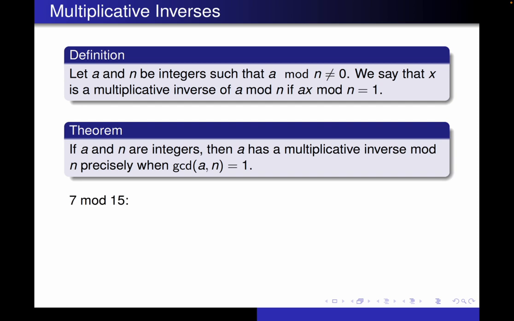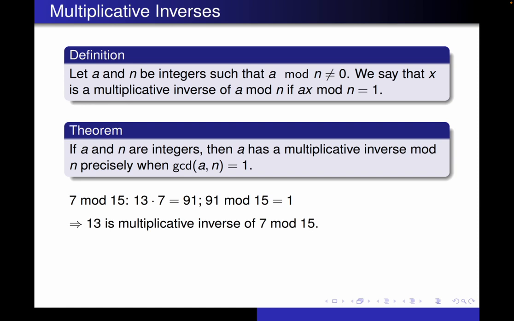So for instance, if we're looking at 7 mod 15, we can look at 13 times 7, that is 91. If we look at 91 mod 15, that gives you 1, and that tells us that 13 is the multiplicative inverse of 7 mod 15.